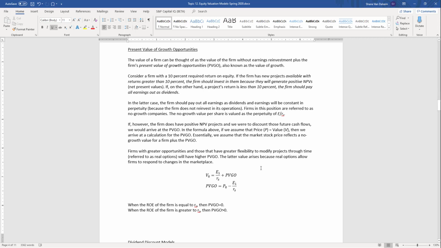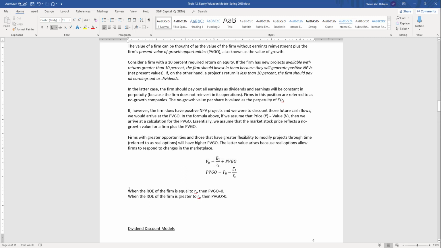Last thing I want you to know about this topic about comparables is that when the ROE of a firm is equal to the required rate of return on equity, then the present value of growth opportunities is equal to zero. And this is true for very mature firms. The ROE is equal to the required rate of return. When the ROE of the firm is greater than the required rate of return on equity, then the present value of growth opportunities is greater than zero.